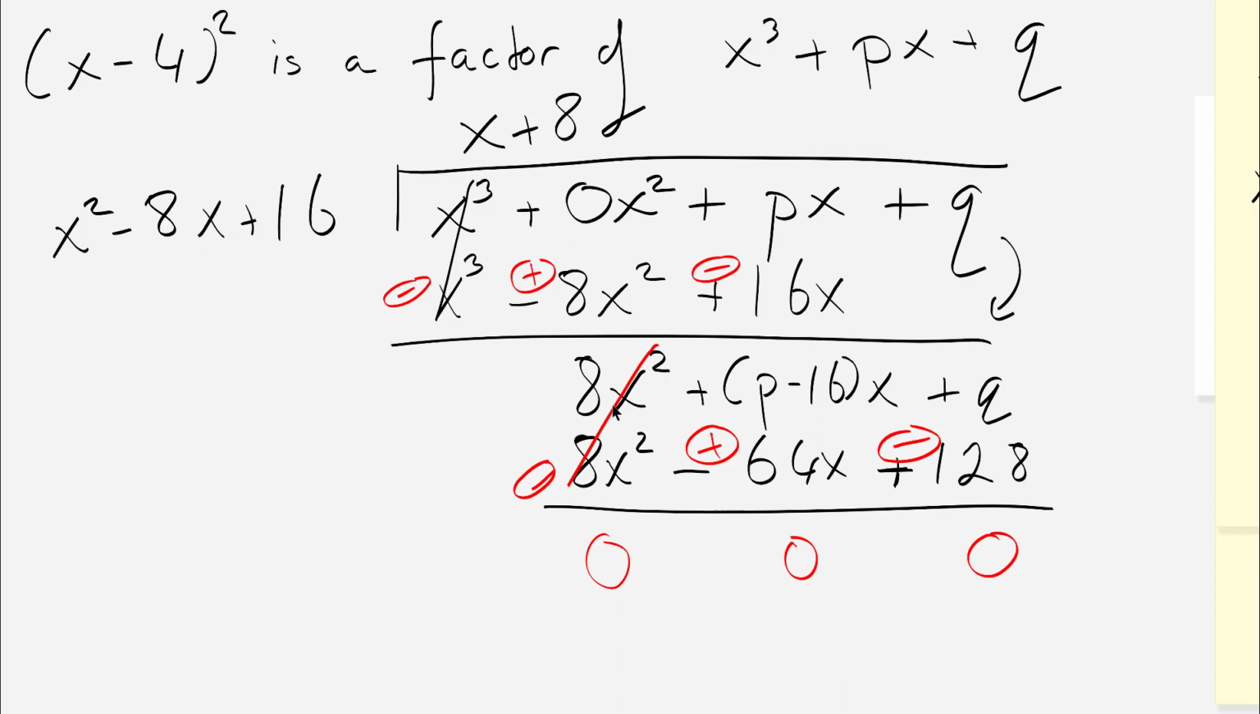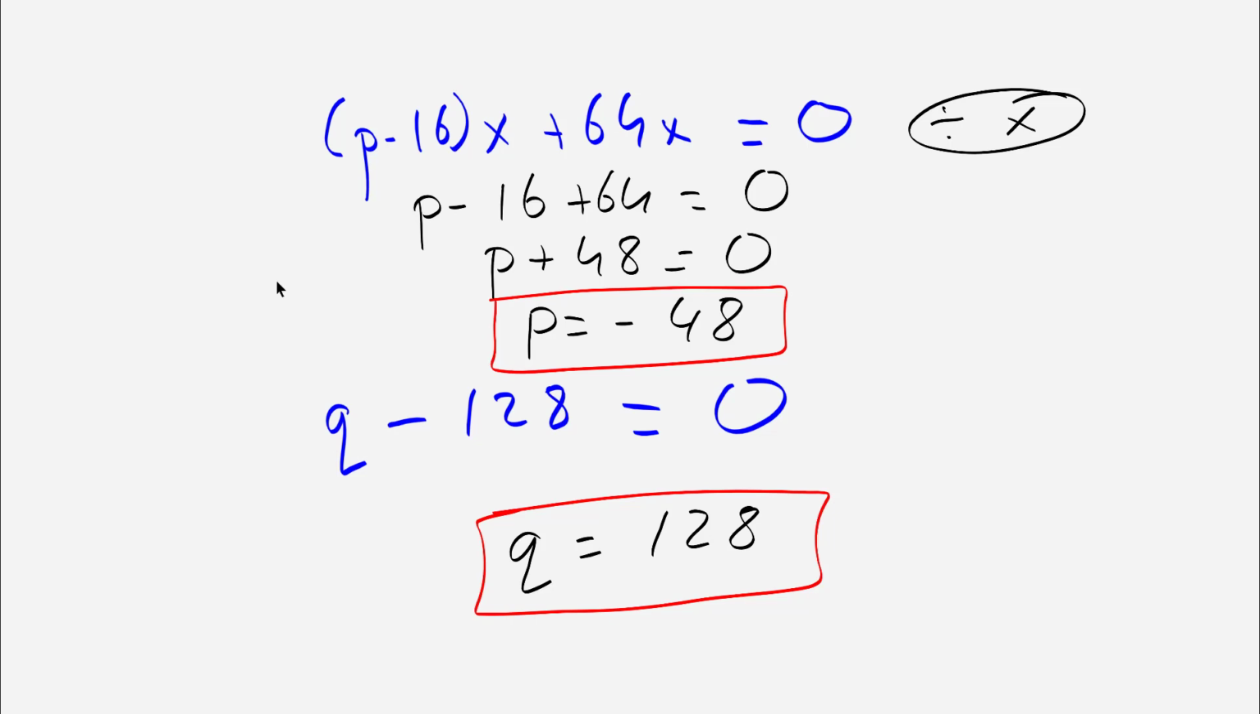And after we had the division done, we realized each column should tidy up to 0 because there shouldn't be any remainder. So the p - 16x + 64x should be 0, and the q - 128 should be 0. And that is where we got these equations to help us solve for p and q.